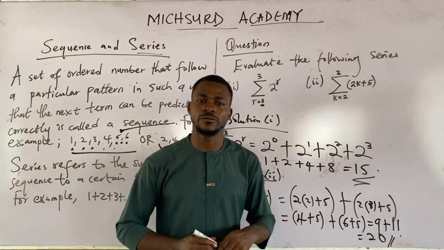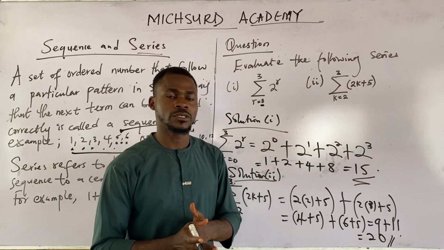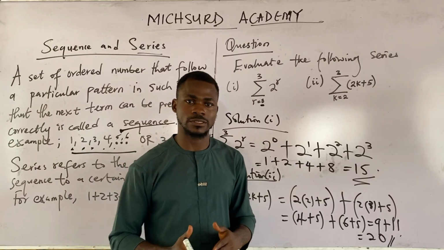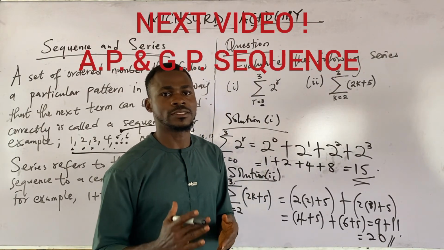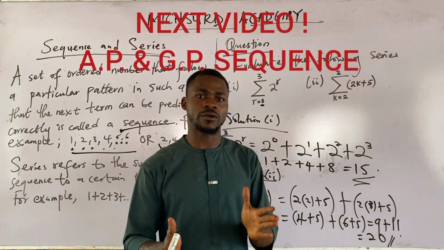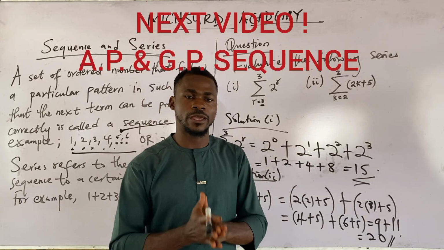So this is how we evaluate series questions. In the next video, we are going to look at the types of sequence, where we have the AP sequence and the GP sequence. And we are going to see how we solve for AP and GP.